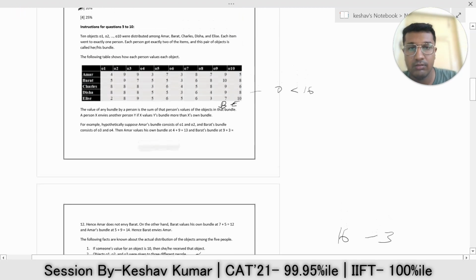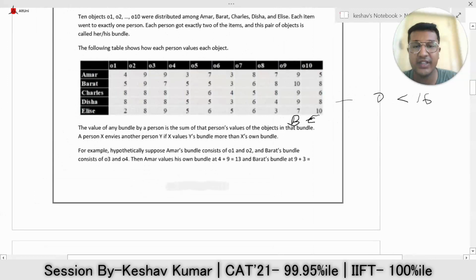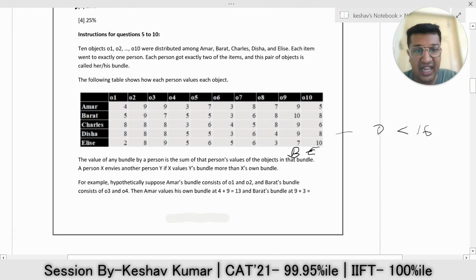So let's just see how we can use all this information in our question. As you see, Bharat must have an even sum of the bundle. So that eliminates an option. That eliminates the option, sorry, over here. Bharat is over here. Yeah, even. E is for even over here.